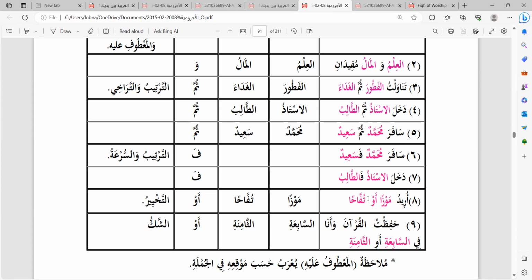Before we move on to the exercise. So ملاحظة معطوف عليه يعرب حسب موقعه في الجملة. So the إعراب of the معطوف عليه will depend on how it is positioned in the sentence. So if you say تناولت الفطور, this is مفعول به منصوب وعلامة نصبه الفتحة. This is معطوف عليه. So if you see this one الأستاذ, this is فاعل مرفوع وعلامة رفعه الضمة. So معطوف عليه and معطوف, all of this will depend on how it's placed in the sentence. Okay.